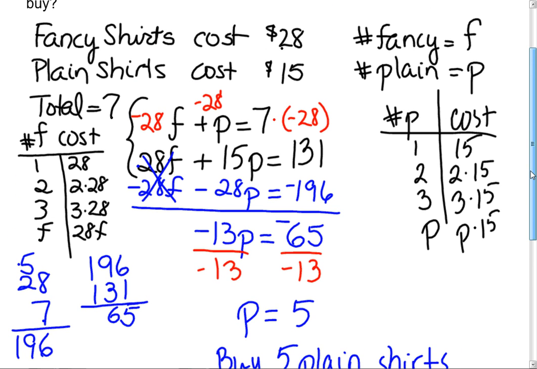First, you have to identify your variables, which is right here. And you could use X and Y. I just get confused as to which is which. Okay? And then you want to try to write equations. The total number of shirts is 7, so I'm just going to add those up. Then to get the cost, you multiply the cost per shirt times how many shirts there are.